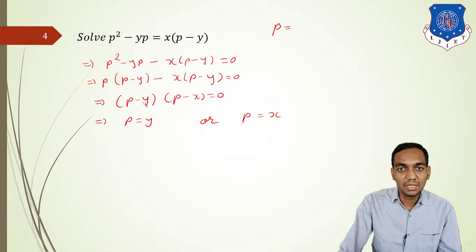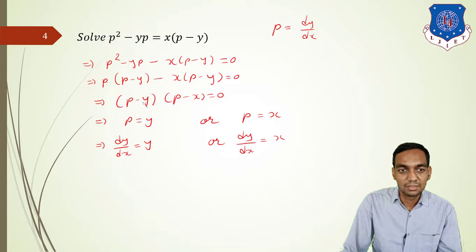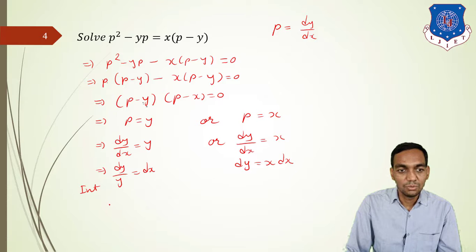Now p is nothing but dy by dx. So this is going to be dy by dx is equal to y or dy by dx is equal to x. Here you have dy upon y is equal to dx, and here you have dy is equal to x dx. Integrating both sides, that will give you log y is equal to x plus c. In the same manner here you have y is equal to x square by 2 plus c.